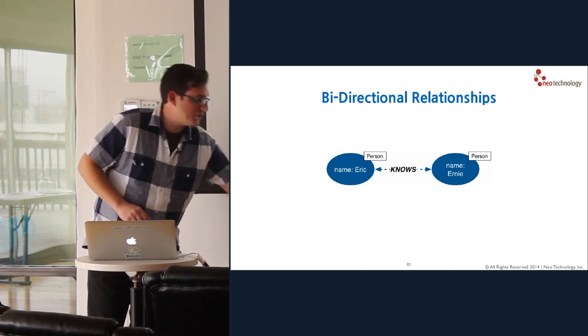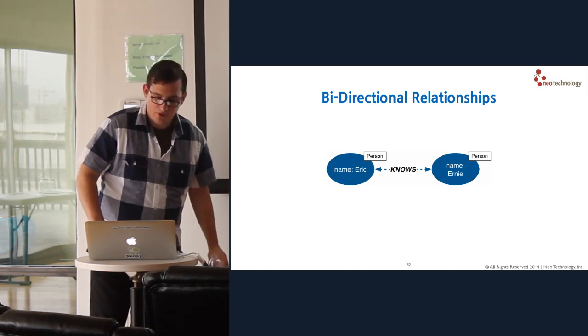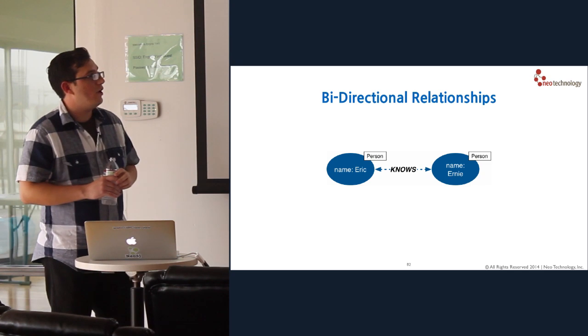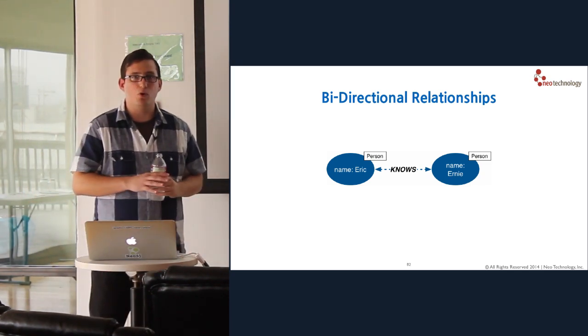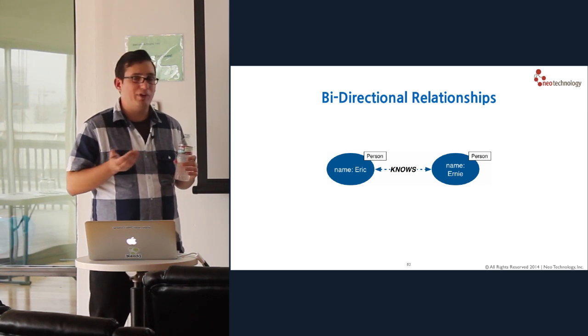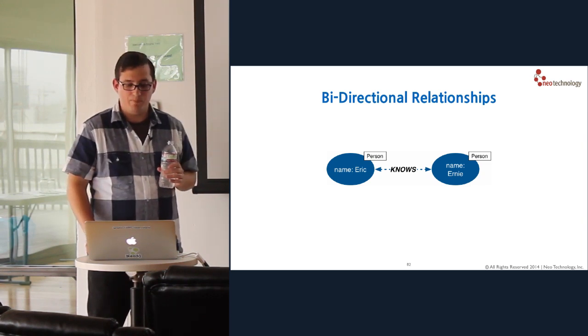So what about bidirectional relationships? The example here is Eric knows Ernie, Ernie knows Eric. How do I model that if I can only have one relationship that's directed either way?